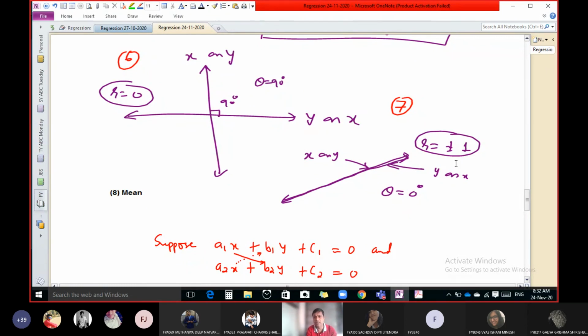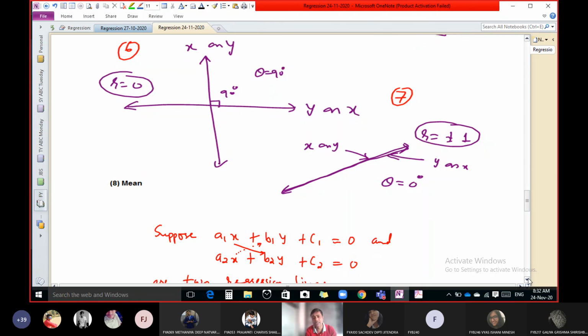One another and last property: if we solve two regression equations, one is x on y, another one is y on x, and we get the values of x and y, those x and y are nothing but x bar and y bar. Means two regression lines intersect at their means, that means x bar and y bar. So if we have two regression lines and they intersect, then the point of intersection is nothing but the means of x and y.